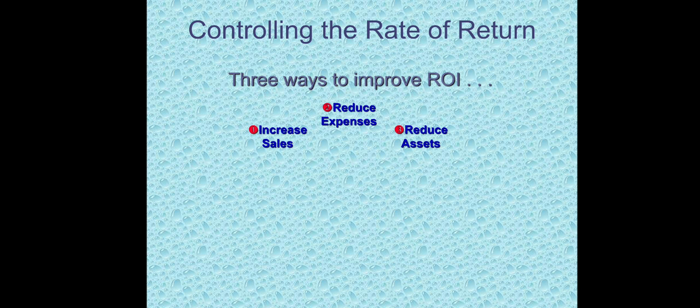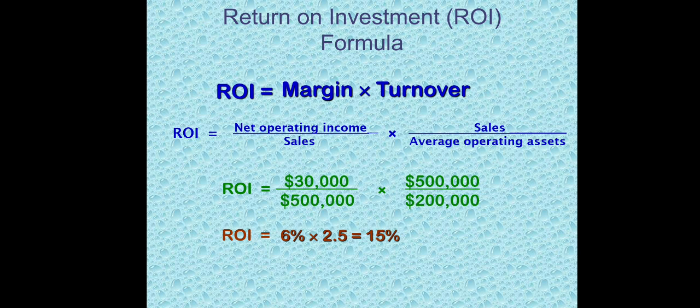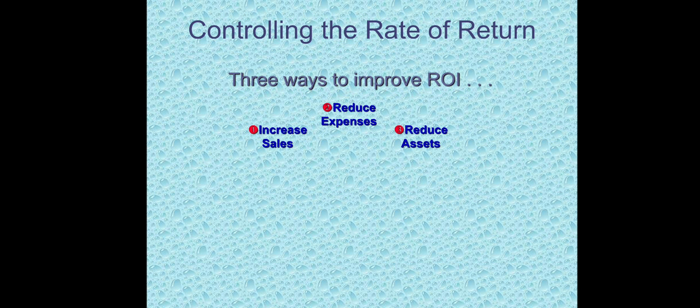Okay, when you use the formula here, margin times turnover, you can see the calculation for margin and turnover there. So you can see clearly there are three ways to increase the return on investment. First, you have to increase sales. If you increase the sales, then your profit will increase and your ROI will increase.